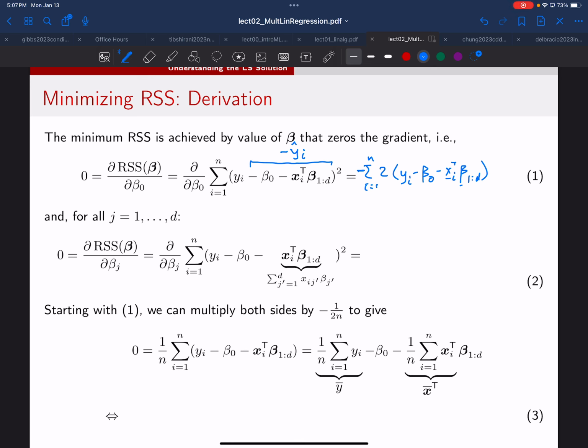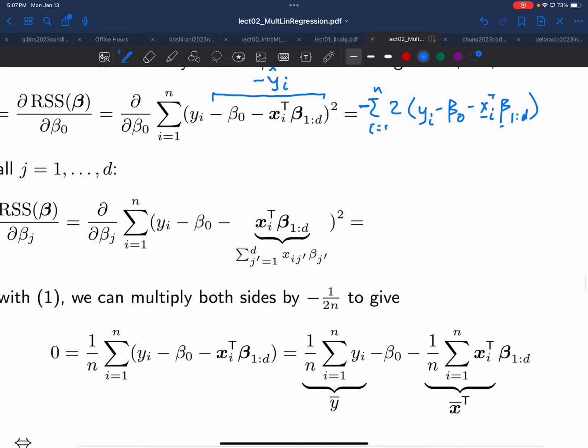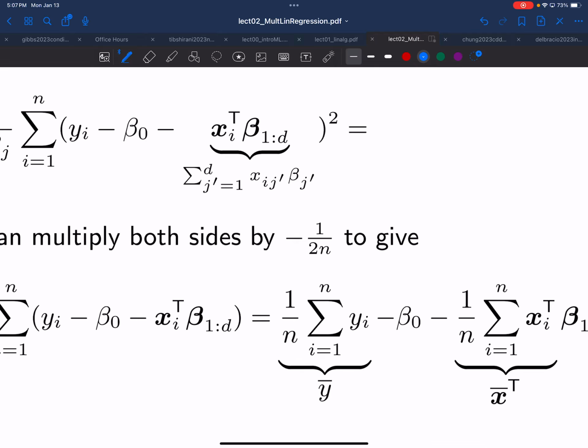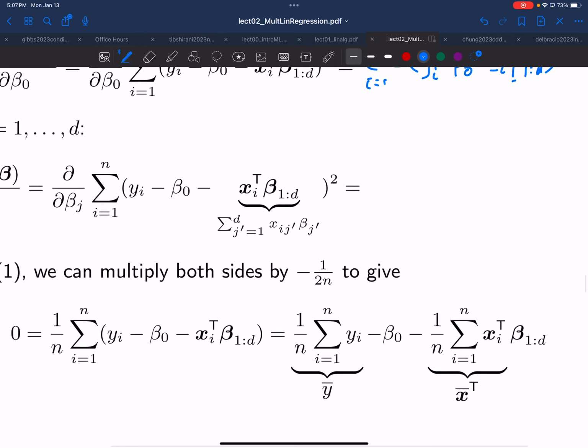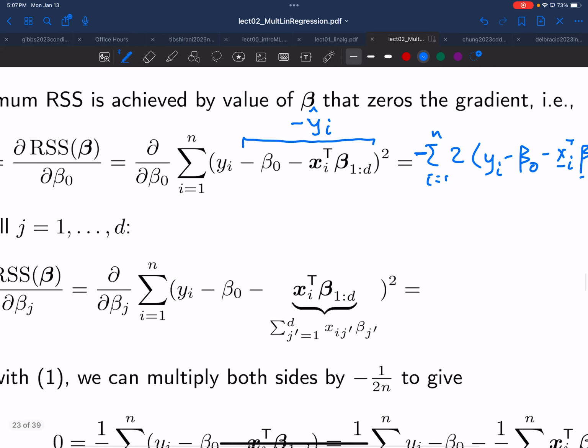X1 through XD. Not I or J or something. I is a temporary variable that we use to count the number of examples. And J is a temporary variable that we often use to count the number of features. But the total number of features is D, and the total number of samples is N.